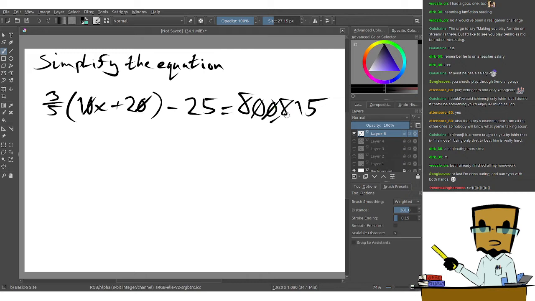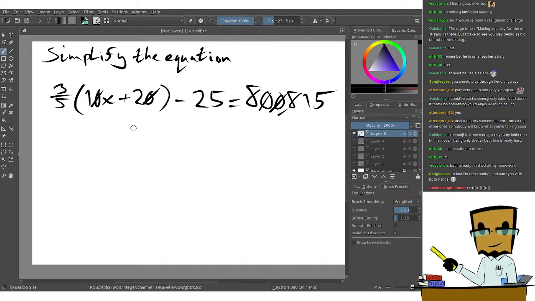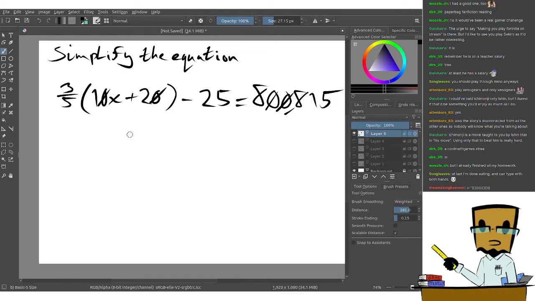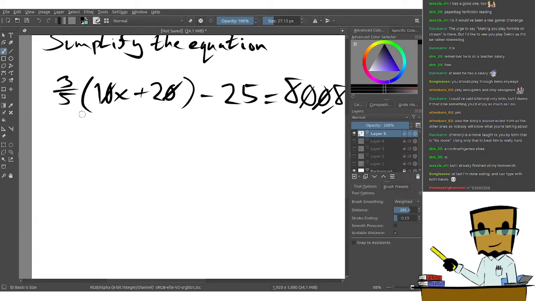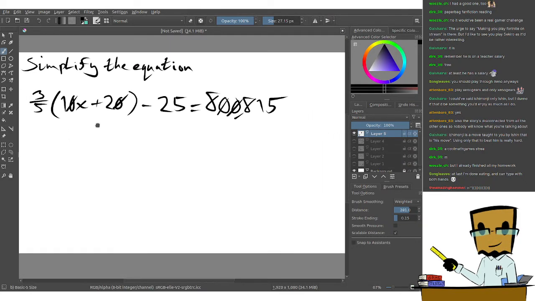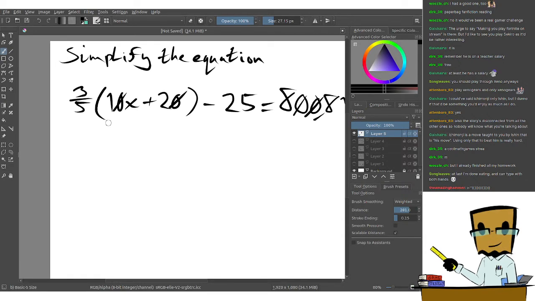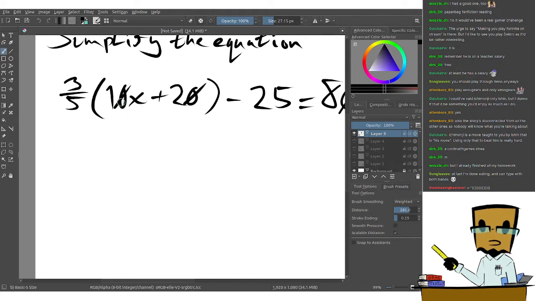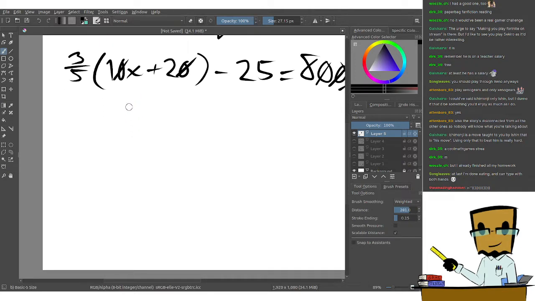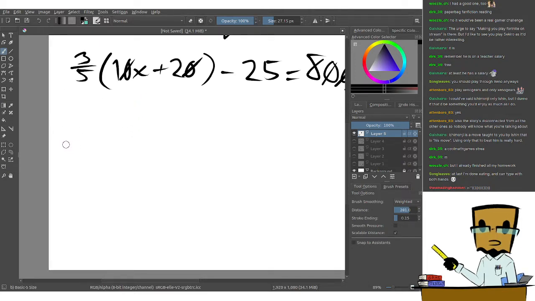Don't type this into your calculator. Don't type 800,815. But anyways. If you want to, we have to solve for x, but x is all the way over here. First of all, we need to simplify it. There's nothing we can do inside the parentheses. However, we can multiply the 3 over 5 throughout the parentheses.